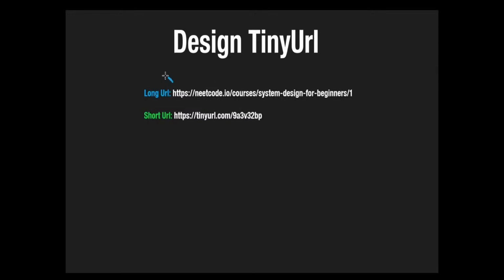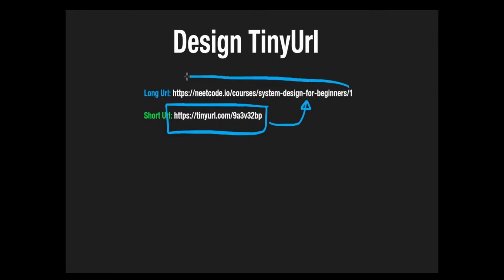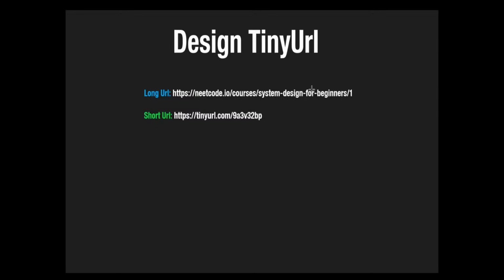Given some type of long URL like this one, neetcode.io/courses/system-design-for-beginners, we want a shorter, more user-friendly URL, something like this, tinyurl.com. And in this case, we have sort of a short string here. And when we actually open up this URL, it's going to redirect us automatically to the long URL. And of course, for this mapping to exist, we would have to create it. We would have to specify this is the input URL, give us a short URL, and this would be the output, and then we can use the short URL from there on.